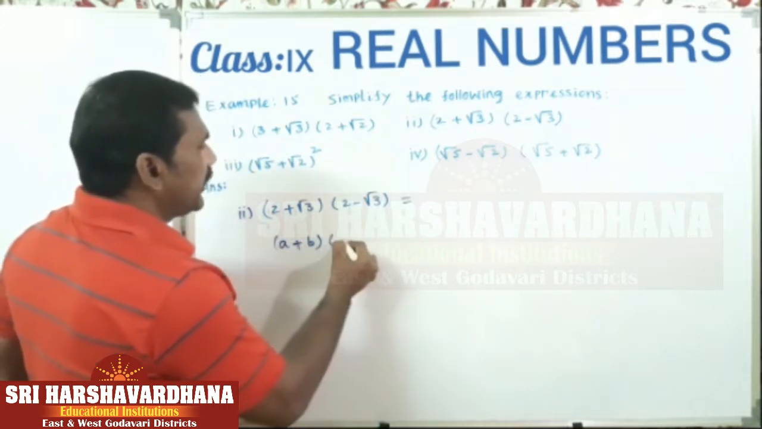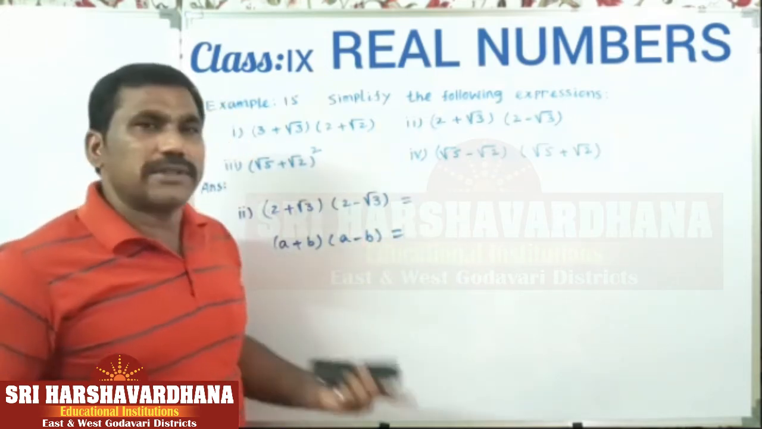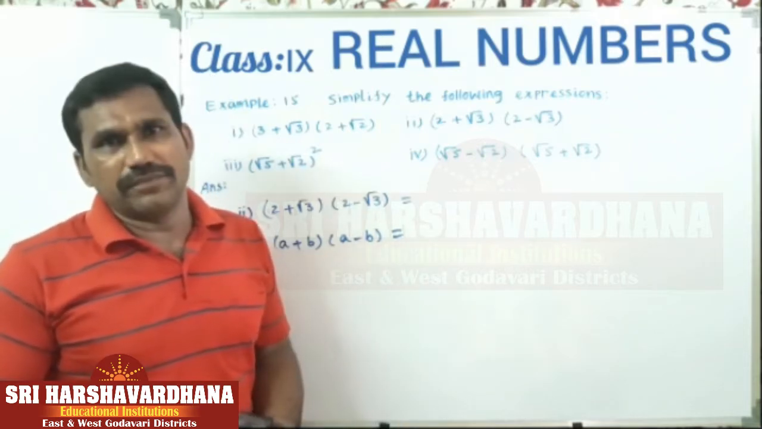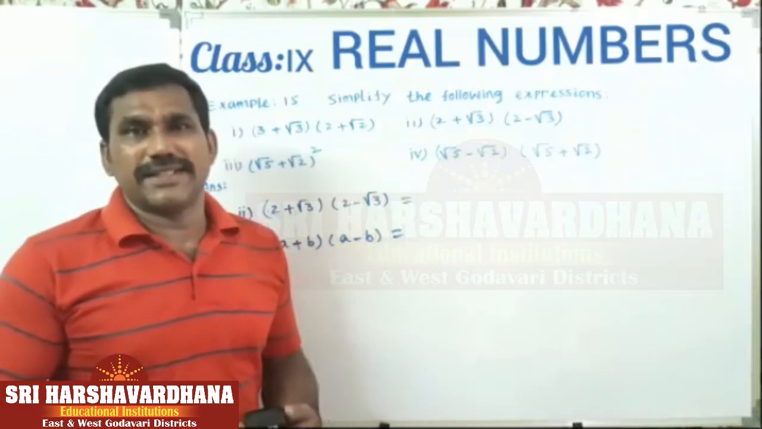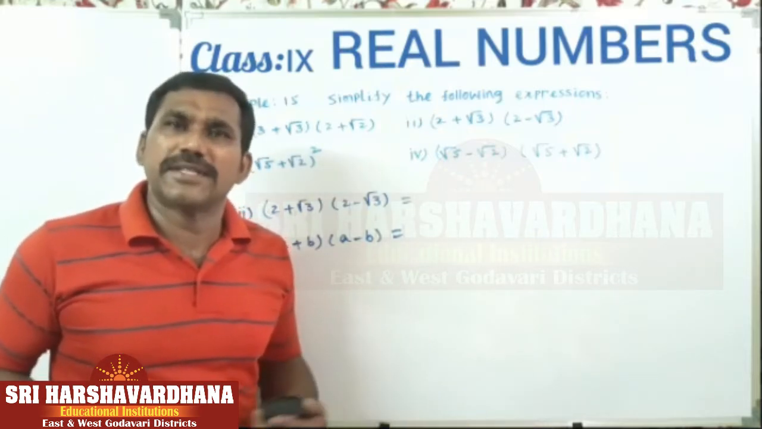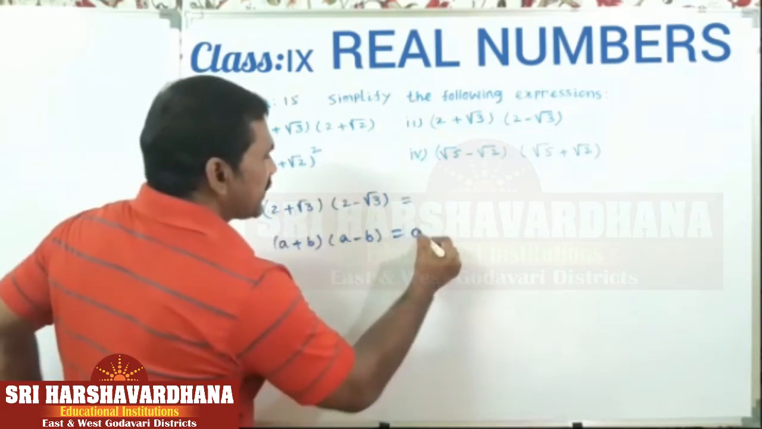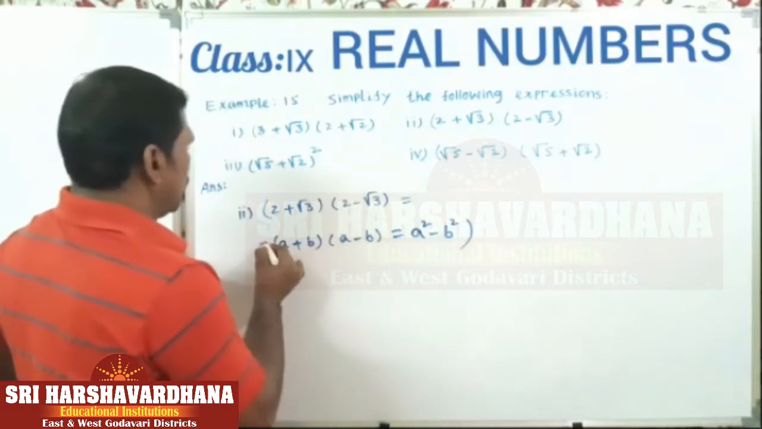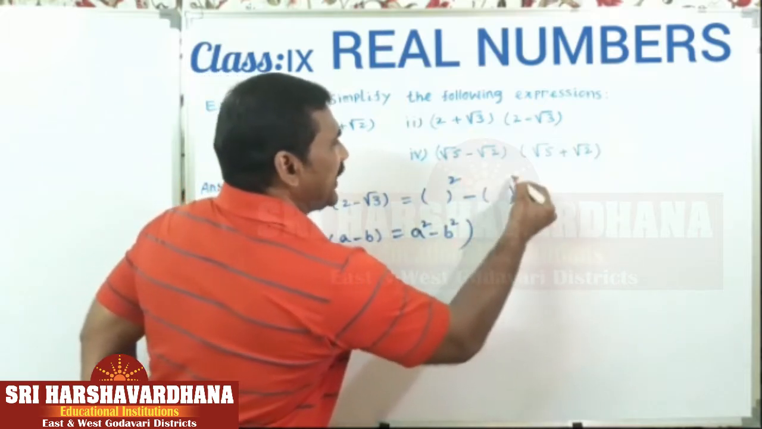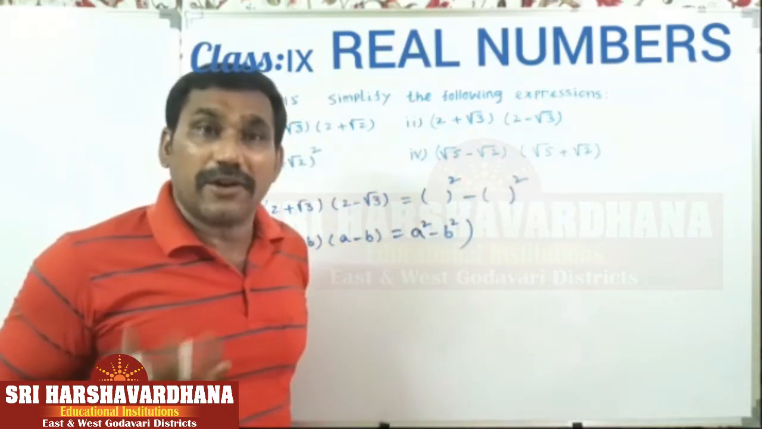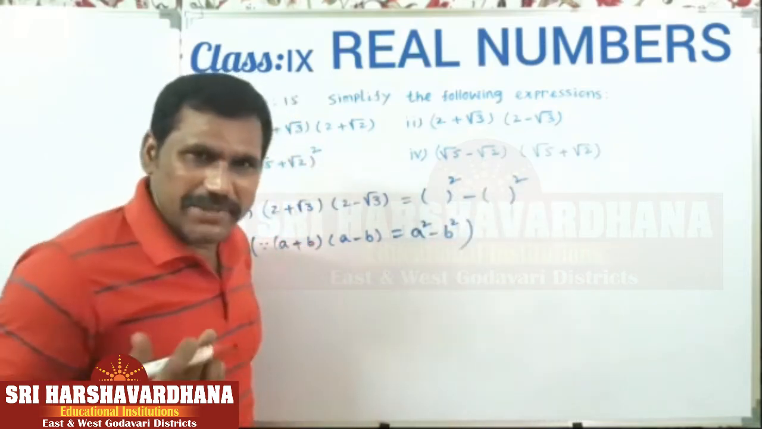Children, already you have learnt in previous classes the algebraic identities. What is the formula for finding (a plus b) into (a minus b)? A square minus b square. I mean something square minus something square, or first term square minus second term square.